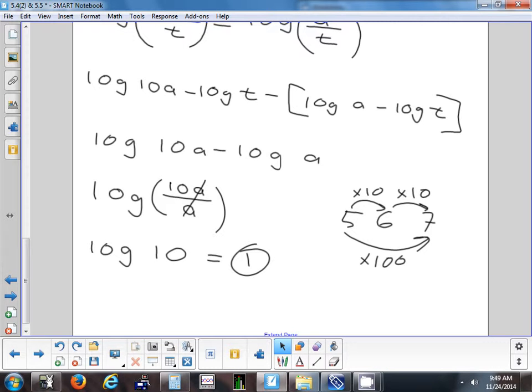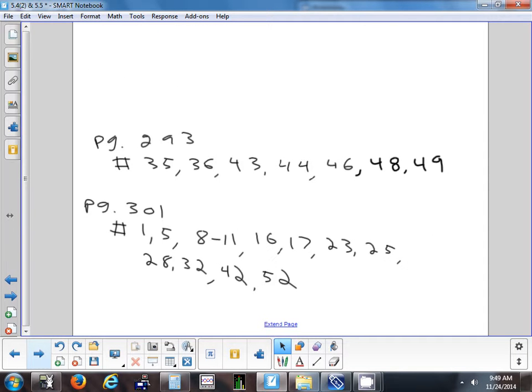All right, so tomorrow I won't see you guys, so I'm going to give you the homework assignment for tonight and tomorrow together. Okay, so this is all due on Wednesday. Okay, so 293 is 35, 36, 43, 44, 46, 48, and 49. And then 301, the section we just did, it's 1, 5, 8 through 11, 16, 17, 23, 25, 28, 32, 42, and 52. All right, and again, that's all due on Wednesday. When you come in Wednesday, all we're going to do is review that, and that'll be it.